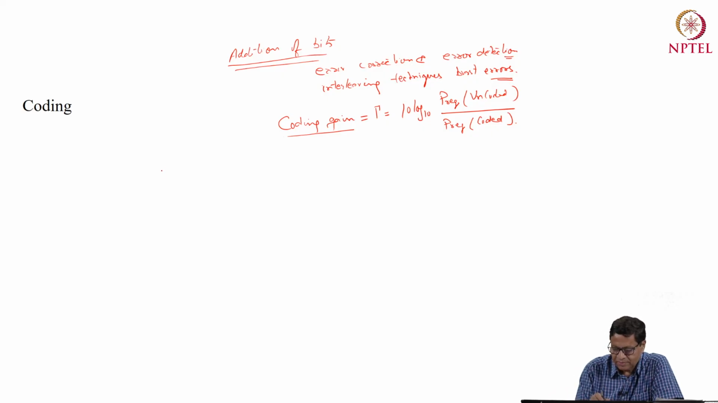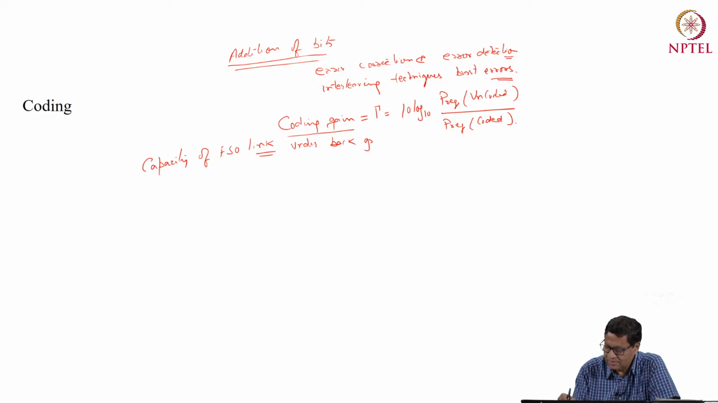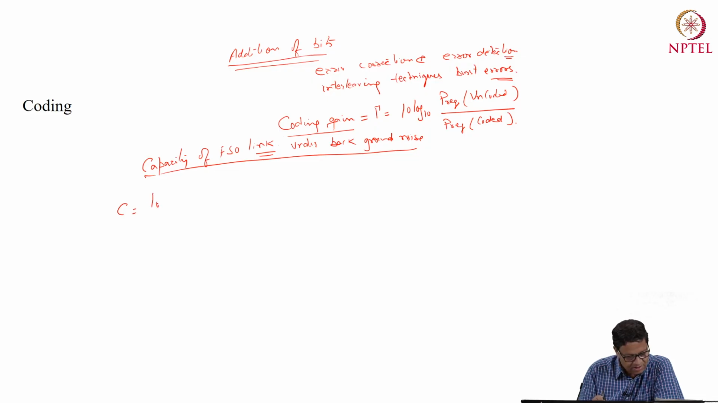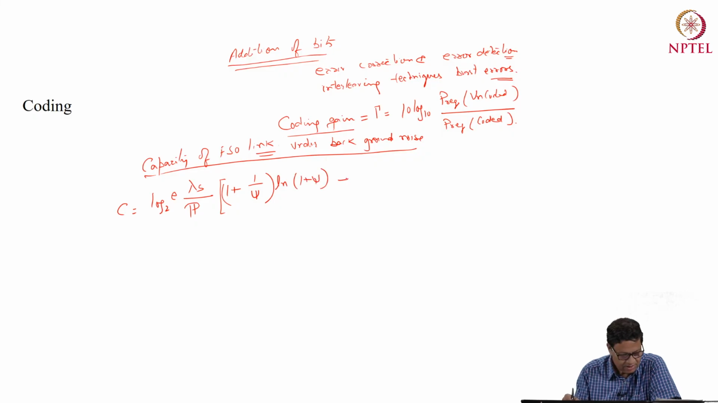And if I calculate the capacity of an FSO link under background noise, this can be given by a formula: C = log2 of e raised to lambda s, and this is P, which is PAPR, I'll explain about this, times (1 + 1/psi) log natural (1 + psi) minus (1 + PAPR)/psi times log natural (1 + psi/PAPR).